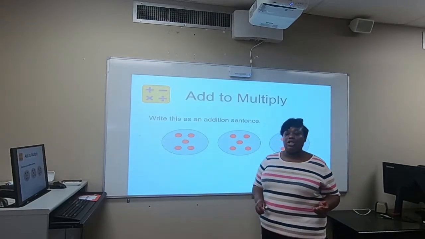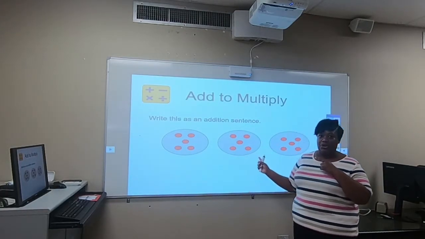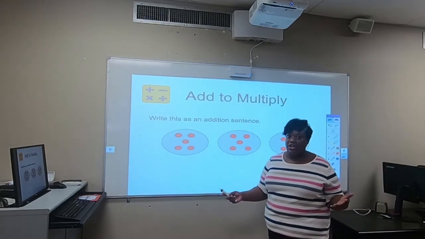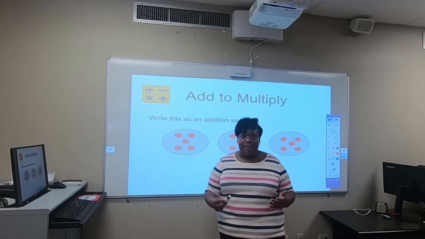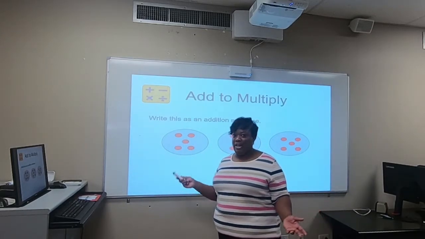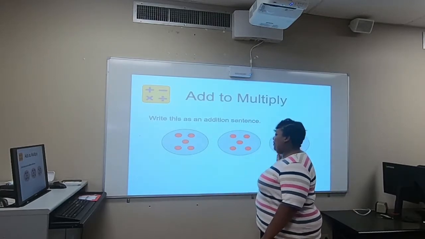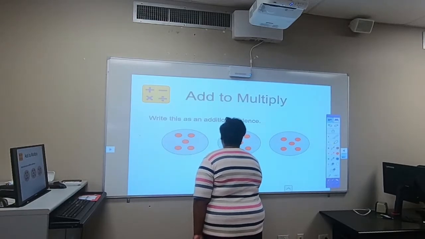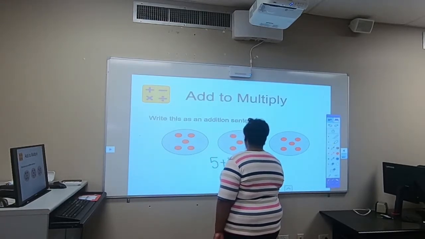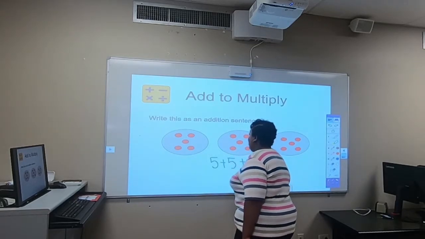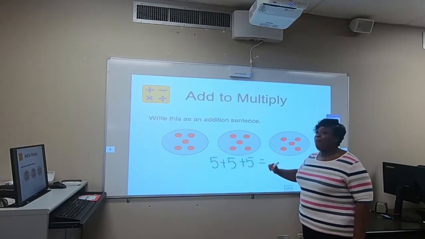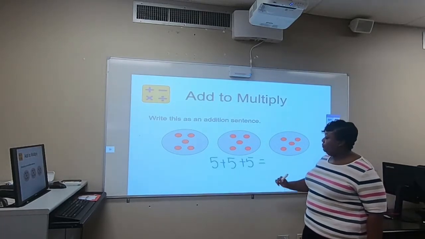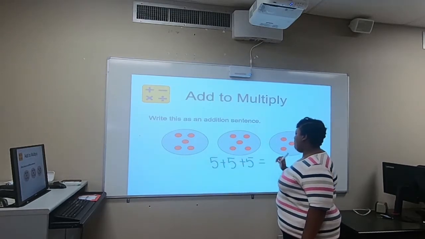Let's write this as an addition sentence. What kind of addition sentence will we have to use to find the answer to this problem? We will have to use a repeated addition, okay? That means we're going to add the same number to see the total number of objects in the picture, all right? So we know that the size of the group is 5. So we said 5 plus 5 plus 5 equals what? Let's count by 5s. 5, 10, 15.